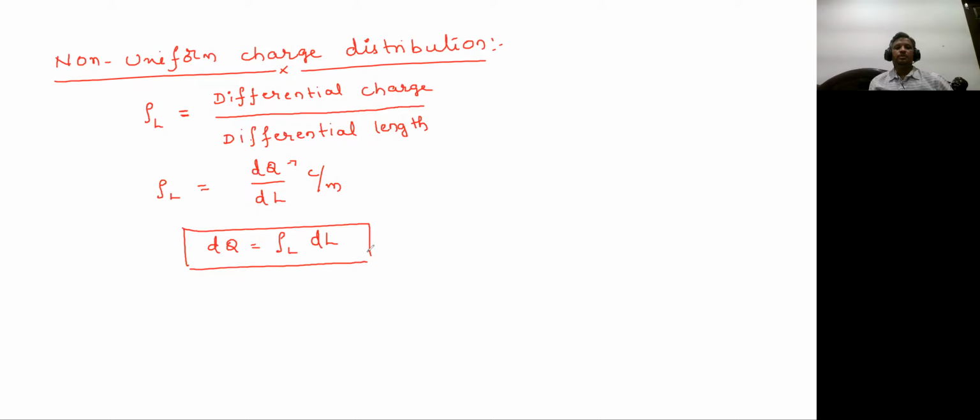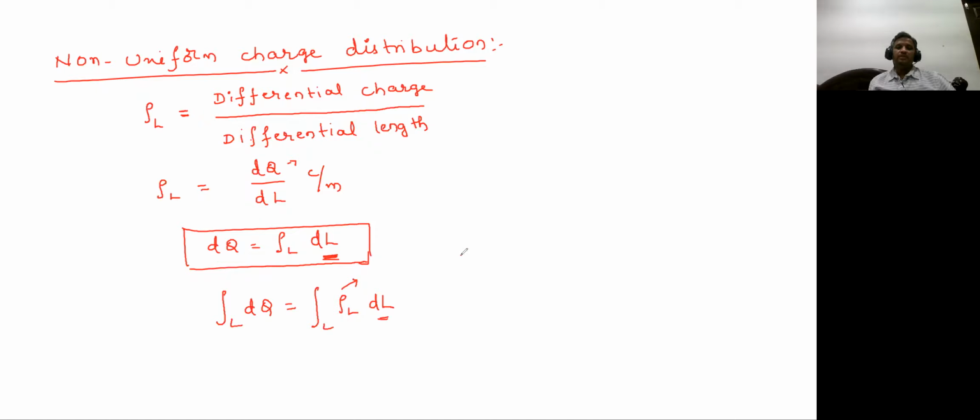This will be used in so many places, so let us remember this. But the total charge will always be obtained by taking integration. What integration do you have to take? It's a dl, so you have to take line integration. Then the line integral of dq will be equal to the line integral of rho L dl. Now, can you say this rho L is dependent on this length?